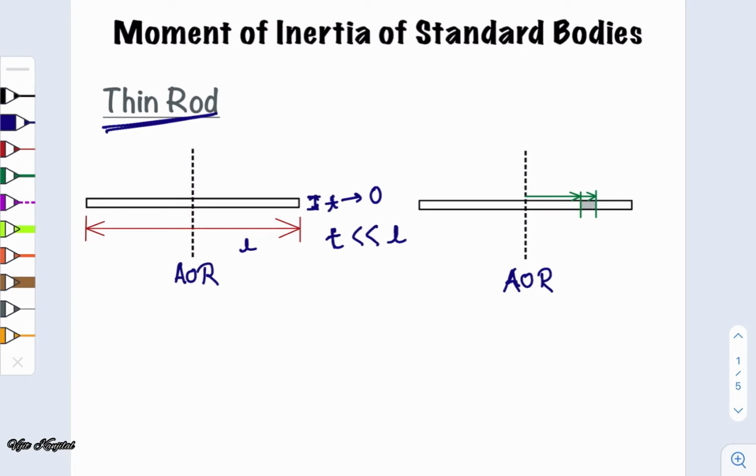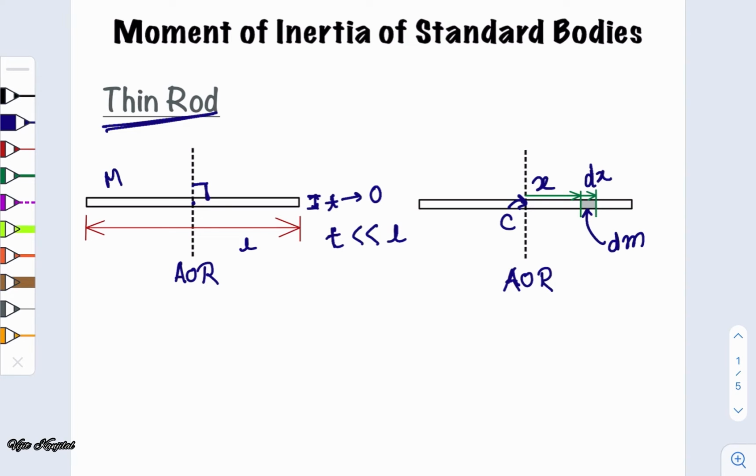So let us assume that we are given a rod of mass m and length L, and we are trying to calculate the moment of inertia about an axis which is perpendicular to the length of the rod and passing through its center. So what we do is, we consider this is the center of the rod. At a distance x from the center of the rod, we consider an element of length dx. So again, like before, we assume the mass of this element as dm.